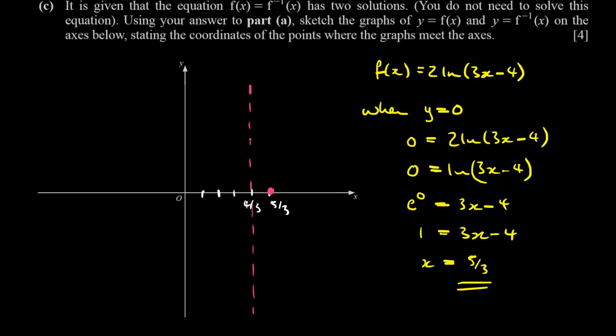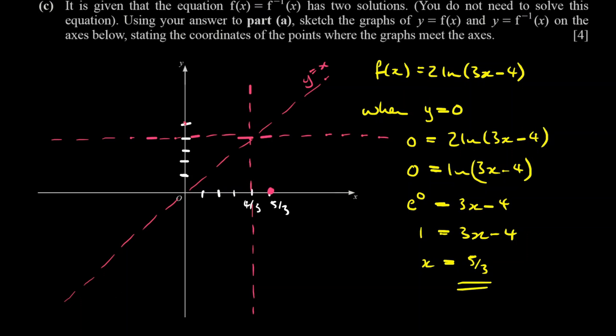Now, we also know that our inverse function is going to be a reflection in the line y equals x. So I'm going to draw the line y equals x on this graph like that. We know that our inverse function is going to be a reflection in that line. Furthermore, our reflected line will have a reflected asymptote and a reflected intercept. So 1, 2, 3, 4, 5. So 4/3 is going to be the asymptote of the inverse function, like that.